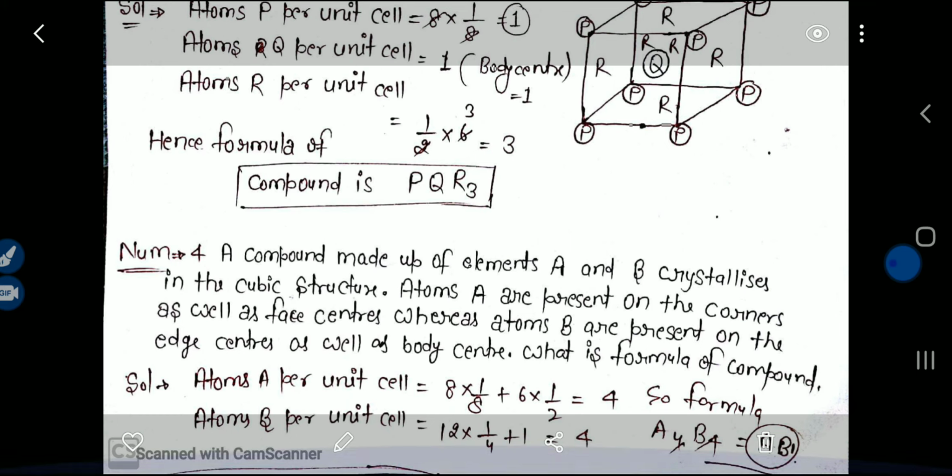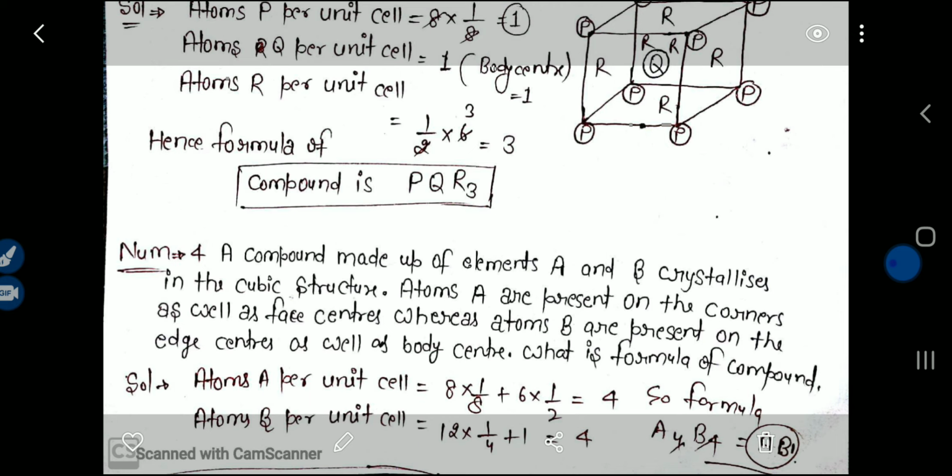Numerical number 4. A compound made up of A and B crystallizes in a cubic structure. Now suppose A atoms are present at the corners as well as the face centers. This time A atoms are occupying both points, that is corners as well as face centers, whereas B atoms are present on the edge centers as well as the body center. What is the formula of the compound?